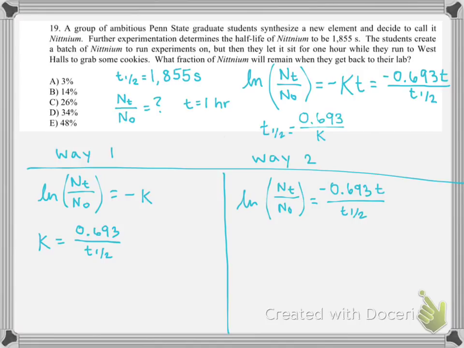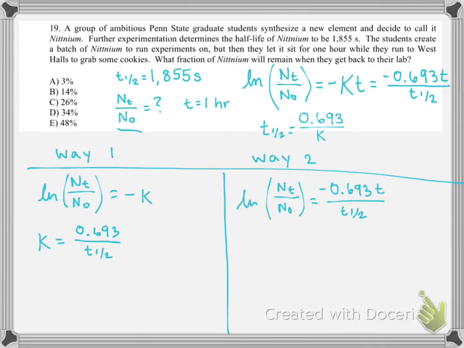So I've organized some of the information from the problem here. We have the T1/2, and what we're trying to find is the ratio of what will be remaining after an hour to what we initially have. So we're trying to find NT over N0. And that time is 1 hour.